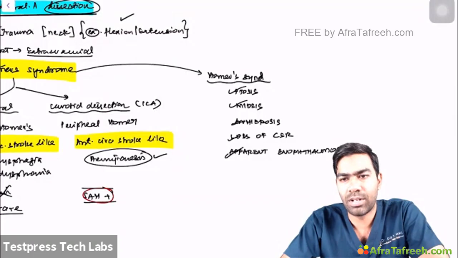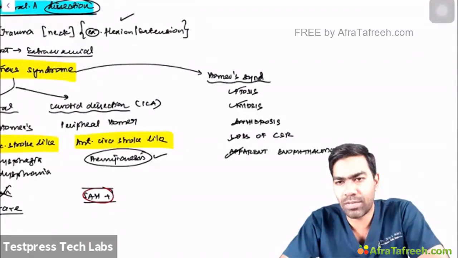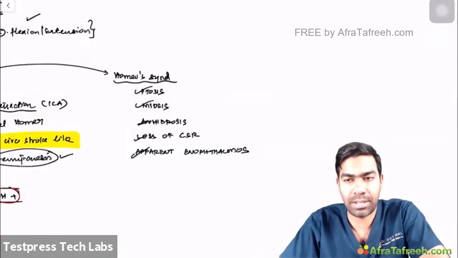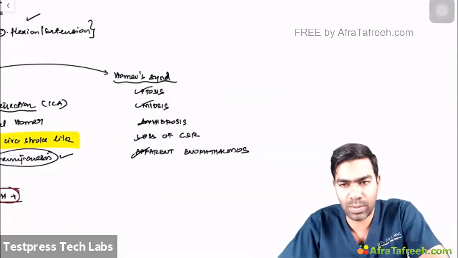For example, when you want to divide Horner's in the first place, you can divide into a central Horner versus a peripheral Horner. Horner's is not that easy whenever you're going to answer an exam, because they will be asking in and out about the central Horner versus peripheral Horner. That's why it's very difficult.